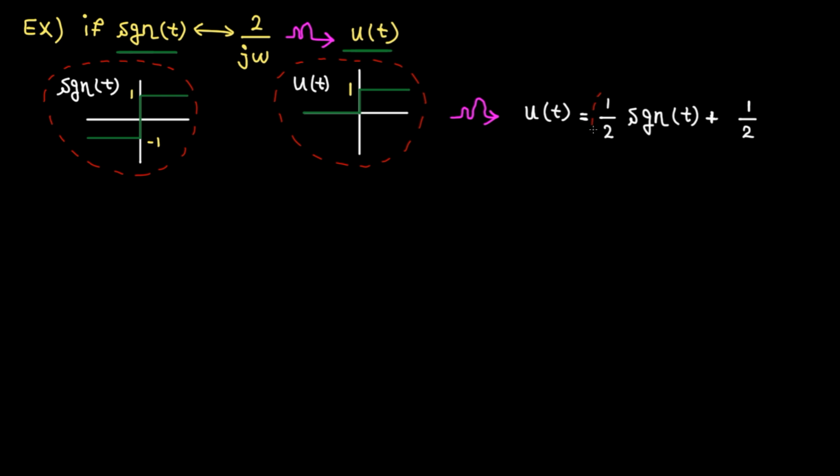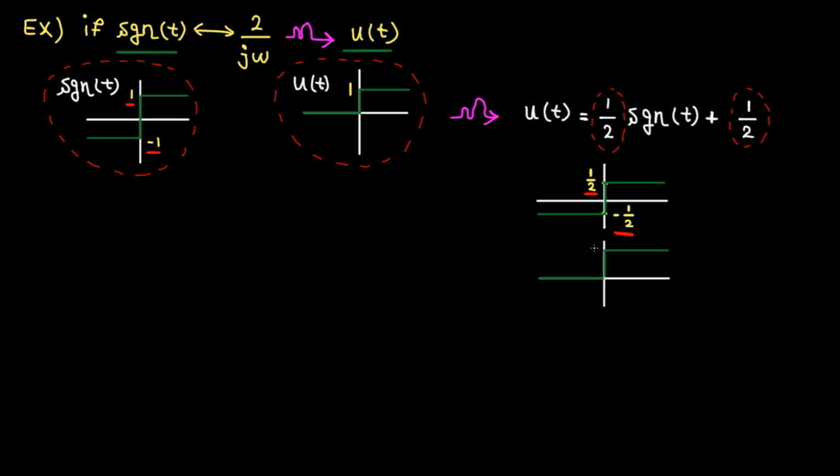The first step is to scale the amplitude by 1/2 unit. So -1 goes to -1/2 and 1 goes to 1/2. Then add the amplitude by 1/2. So this goes to 0 and 1/2 goes to 1. This is basically unit step. So unit step can be represented in this way.